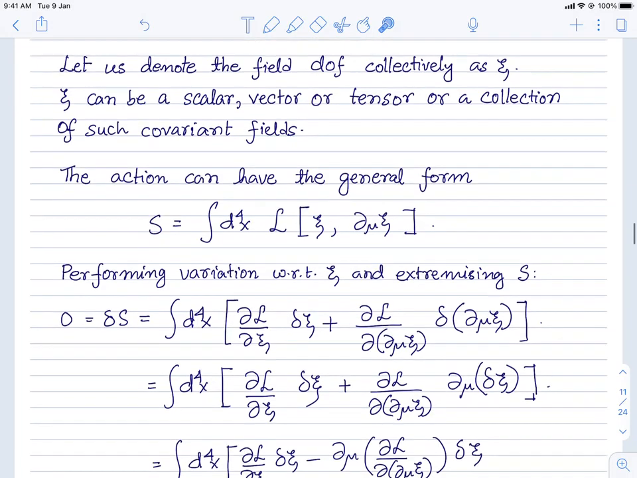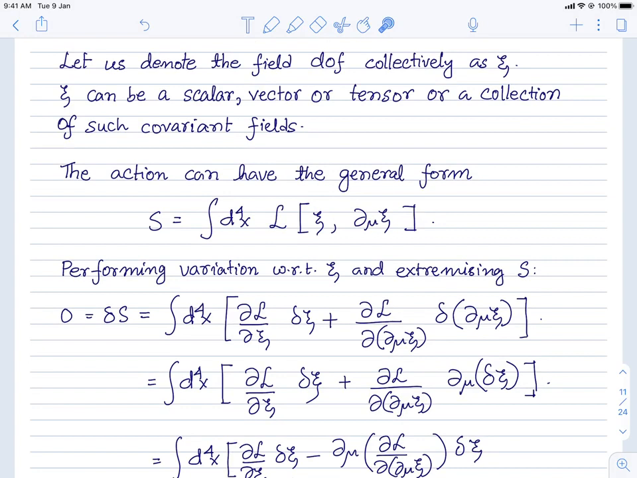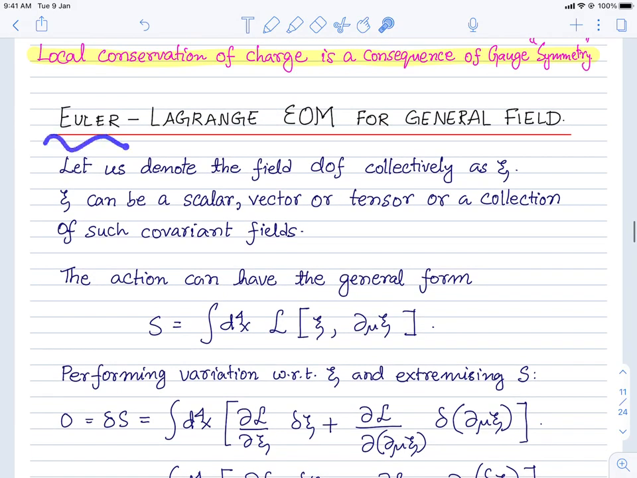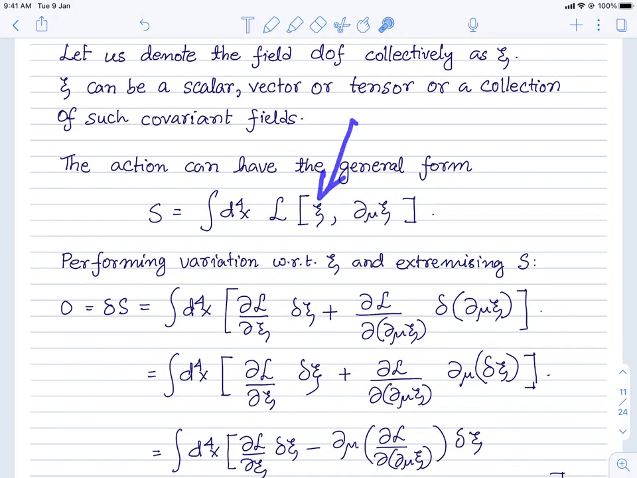Very good. So if we do that, let's do the variation and try to find the equation of motion in terms of the Lagrangian density itself. That will give us the Euler-Lagrange formula: given any Lagrangian density, can we write down a formula which is the equation of motion? That's what I'm trying to do, and therefore I'm keeping this discussion general. This xi can be a vector, scalar, or any degree of freedom that you want.